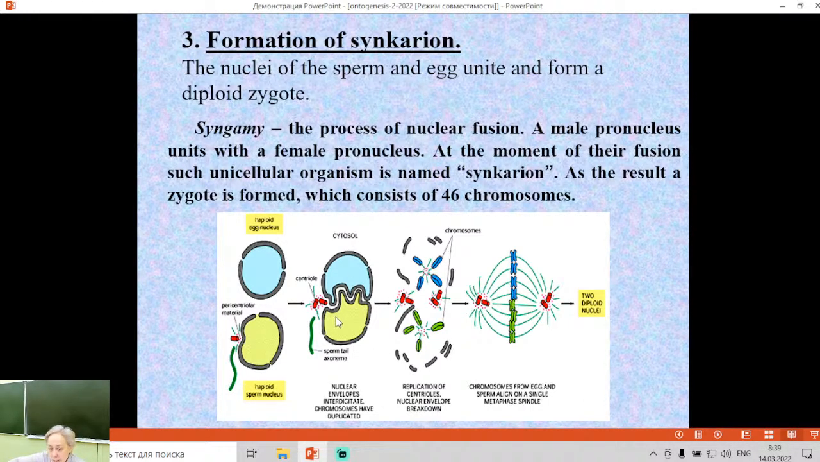You see on this slide. At the moment of their fusion, such a unicellular organism is named syncaryon. As a result, a zygote is formed, which consists of, for human, 46 chromosomes. So you see the nuclear envelope of the female and male pronucleus disintegrate and chromosomes fuse.